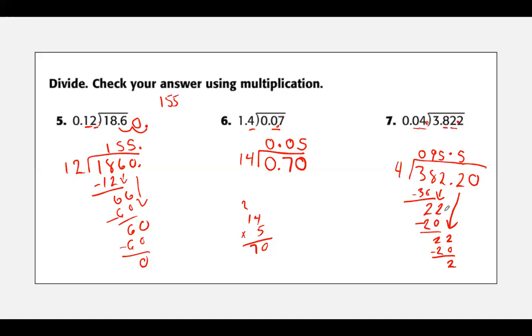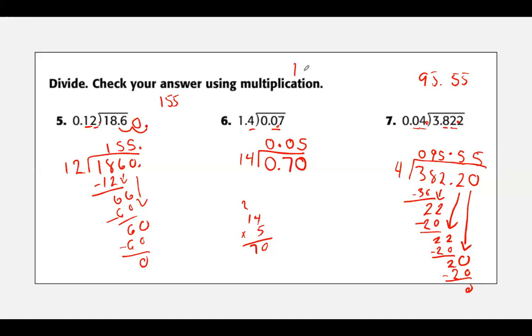So bring down my 2, bring down my 0, bring down my 0. How many times does 4 go into 20? Well, it goes in exactly 5 times. 5 times 4 is 20. And I got 0 left. So my answer is 95 and 55 100ths.